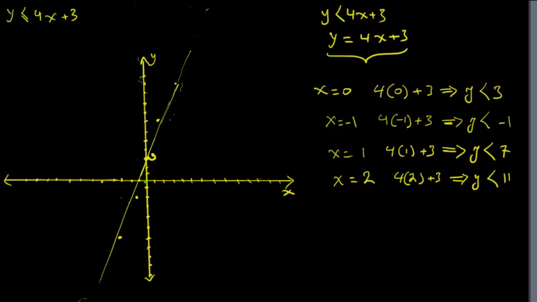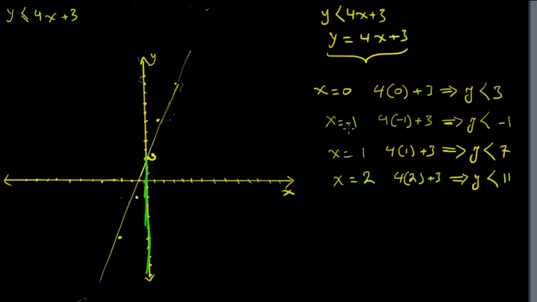Now let's graph this one. If x is 0, y is less than 3. It means all the points down here satisfy this inequality.